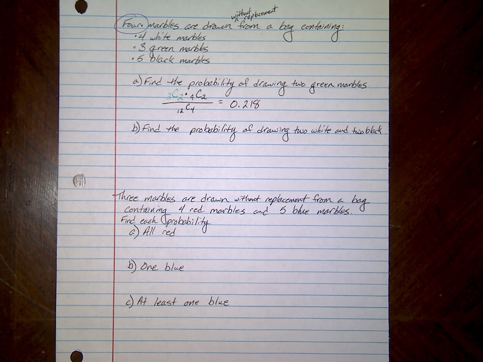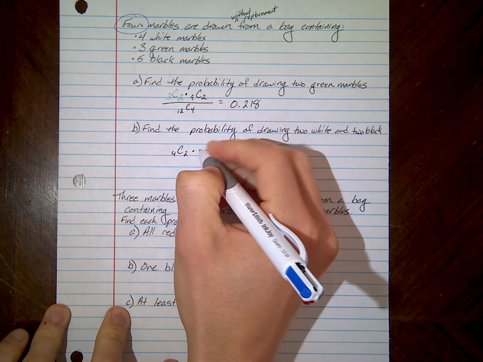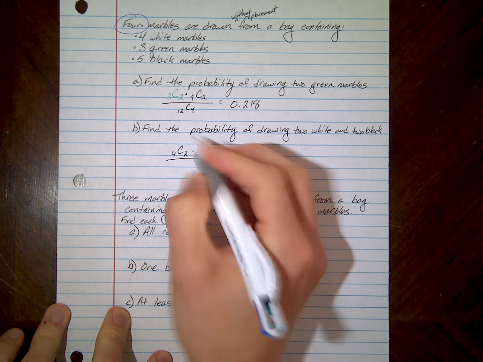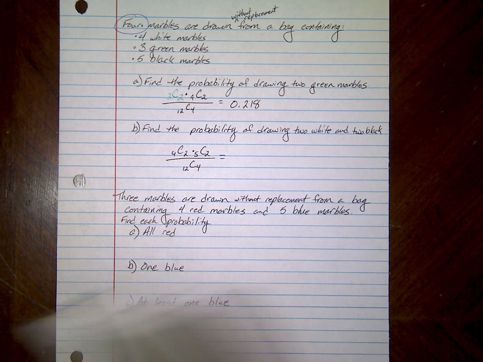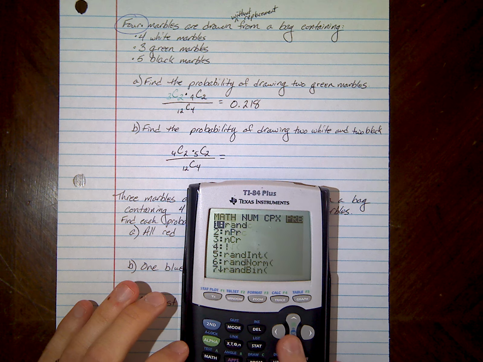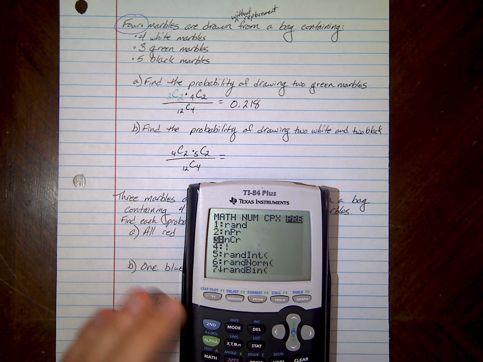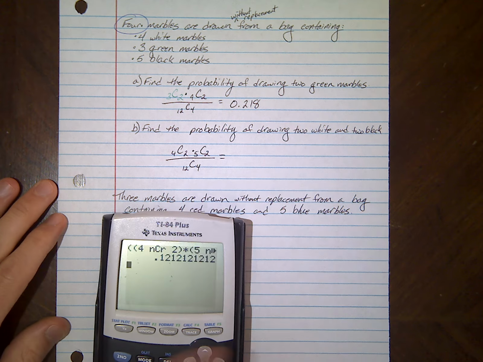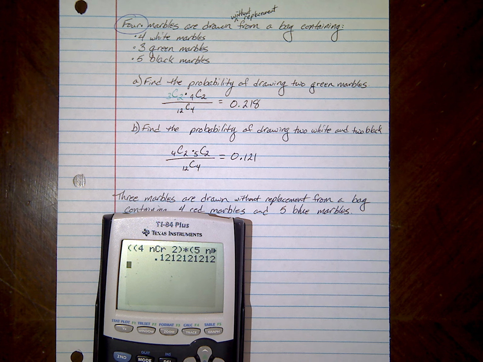Okay, find the probability of drawing 2 white and 2 black. Okay, so they're very specific here. So you've got 4 white marbles and you need 2 of them. You've got 5 black marbles and you need 2 of them. And again, that's going to be out of the 12 total marbles where you're choosing 4. So again, with your calculator, you can do it all in one fell stroke. 4C2 times 5C2 divided by 12C4, 0.121. Okay.